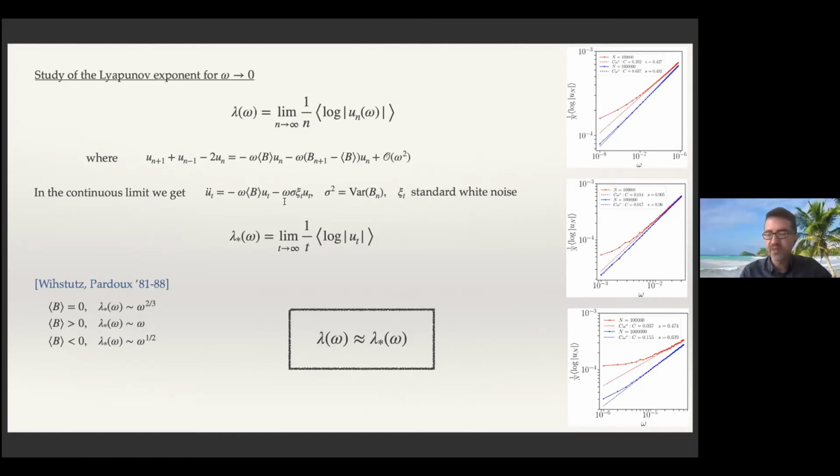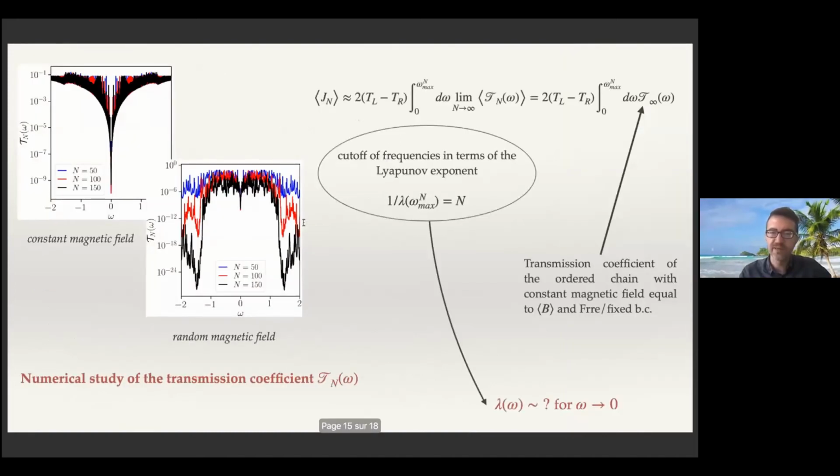So we have the first ingredient. Now by using this result, we get this cutoff here, and if we make this assumption, we get just the transmission of the ordered chain, which is completely and explicitly computed.